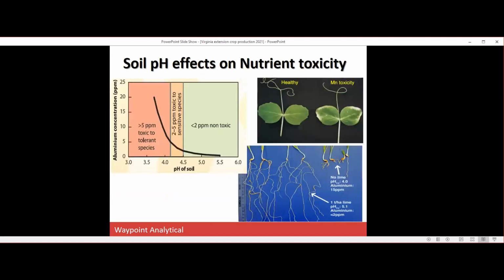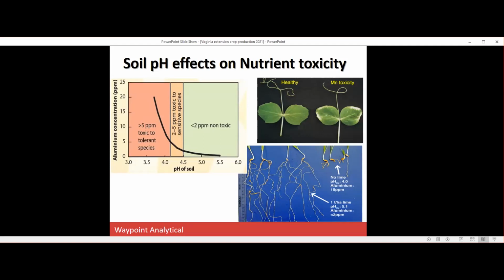One thing we really don't talk a lot about is what happens when we get down to low pHs, particularly less than 5.5. On the figure on the left-hand side, you'll see that as the pH decreases below 5.5, we get an increase in aluminum concentration in the soil, particularly soluble aluminum, which is very toxic to the roots.